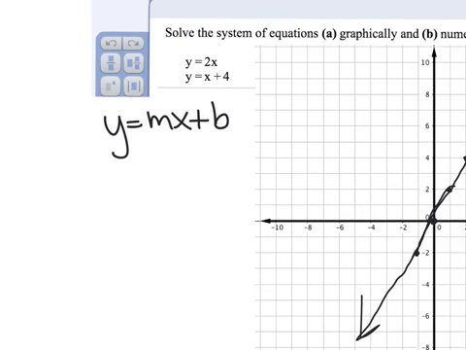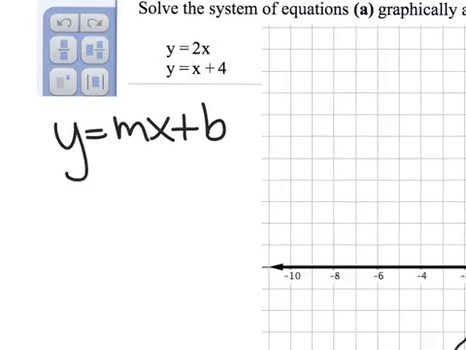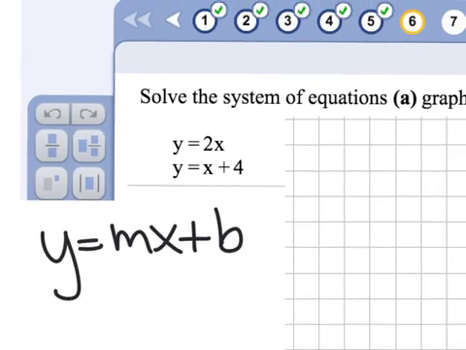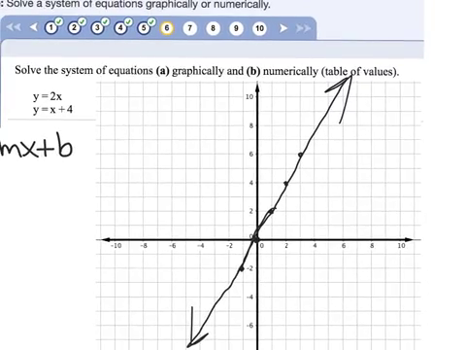And then we want to do this one. And now this one, the intercept is 4, so it's going to start at 4, and the slope is up 1 over 1, up 1 over 1. So it's going to start at 4 and then go up 1 over 1, up 1 over 1.